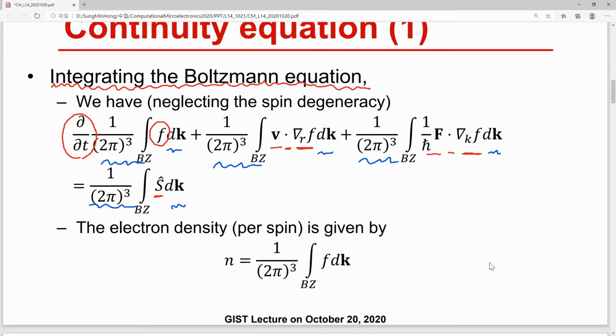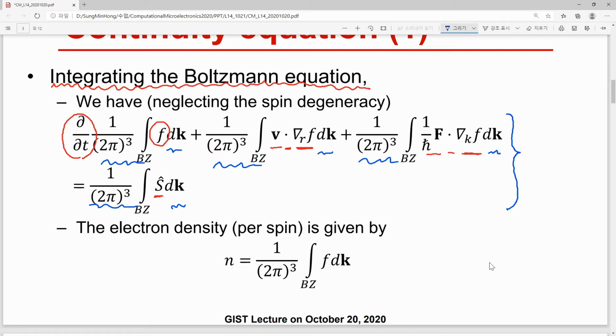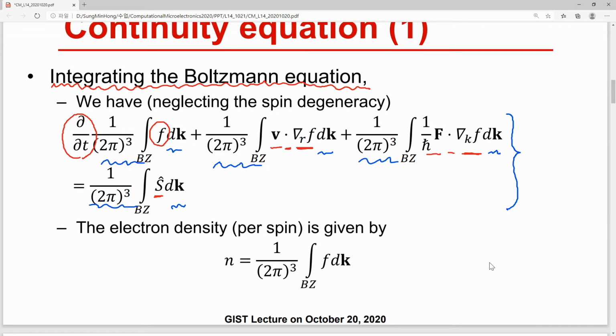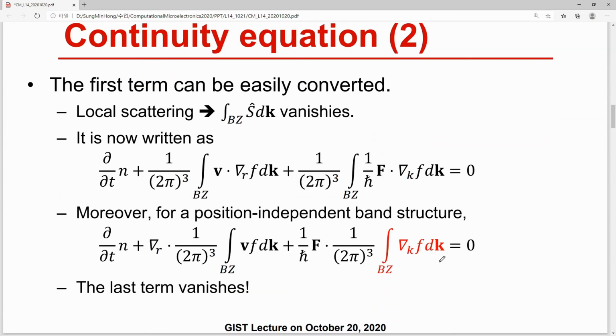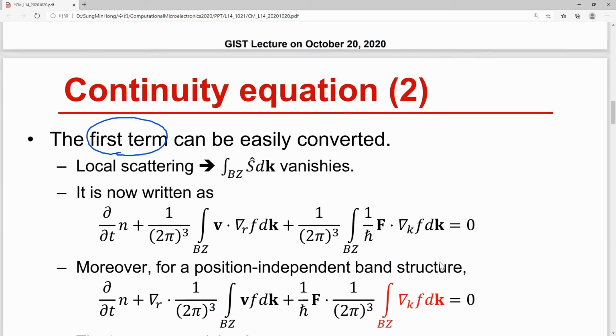Okay, so now the main message in this slide is that this is just the integrated Boltzmann transport equation, integrated over the momentum space. So what will happen to this integrated form? Let's go term by term. The first term can be easily converted. Let's think about the first term.